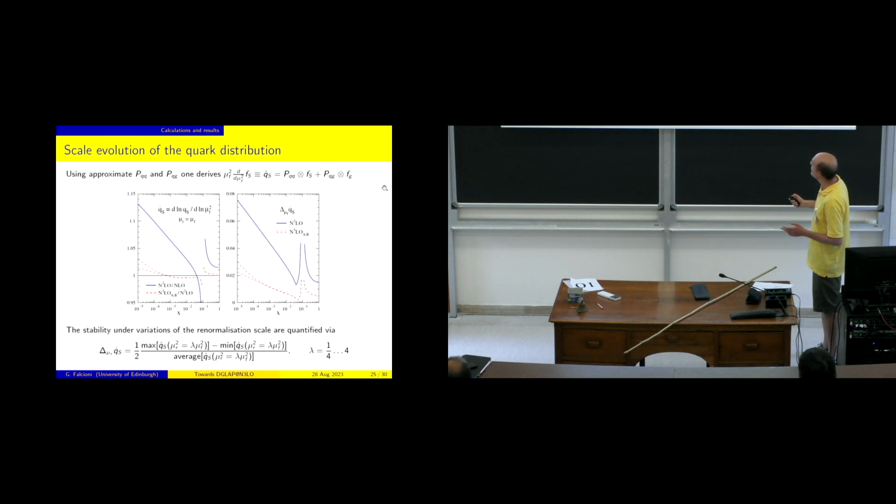So at this point, you can start constructing. You look at some physical application. You can start to see really what is the scale derivative of the singlet distribution. So you simply combine the quark-to-quark approximate evolution convoluted with the singlet and the gluon-to-quark convoluted with the quark.